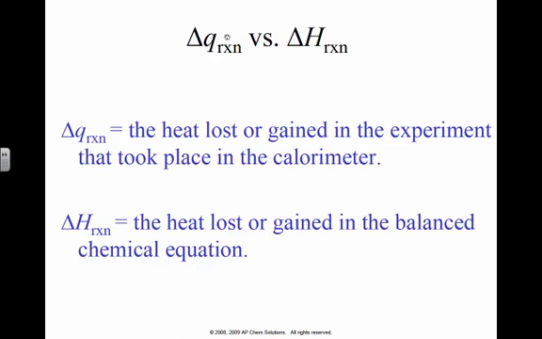So what's the difference between delta Q and delta H? Delta Q is the heat lost or gained in the experiment that took place in the calorimeter. Okay, so it's the heat lost or gained. Delta H, or delta enthalpy, is the heat lost or gained in the balanced chemical equation. And usually it's divided by moles. This would just be joules. This is usually kilojoules per mole.